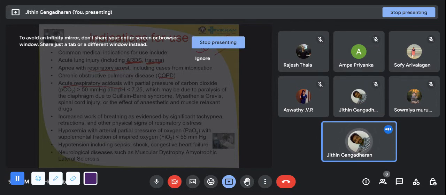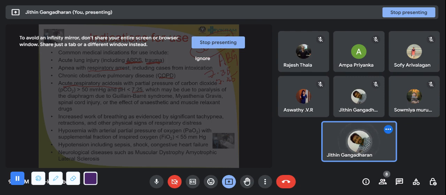And how can you identify the patient's carbon dioxide level? It is on the basis of ABG, arterial blood gas analysis. Only arterial blood gas analysis should be used for understanding the respiratory status and the pressure of carbon dioxide in the body. And the pH should be less than 7.25. What is the normal pH? It is 7.35 to 7.45. This is the normal pH of the blood.